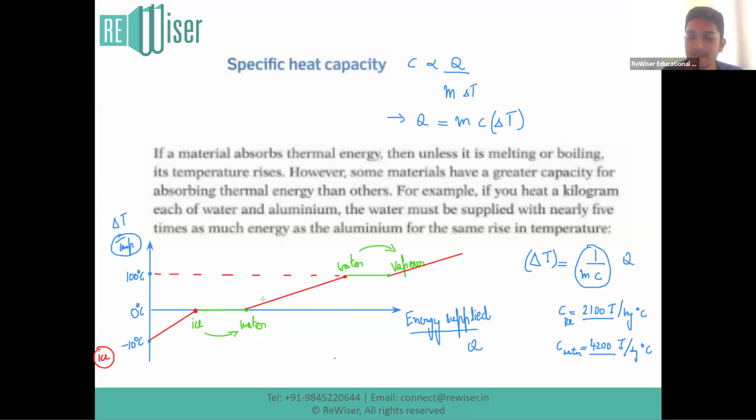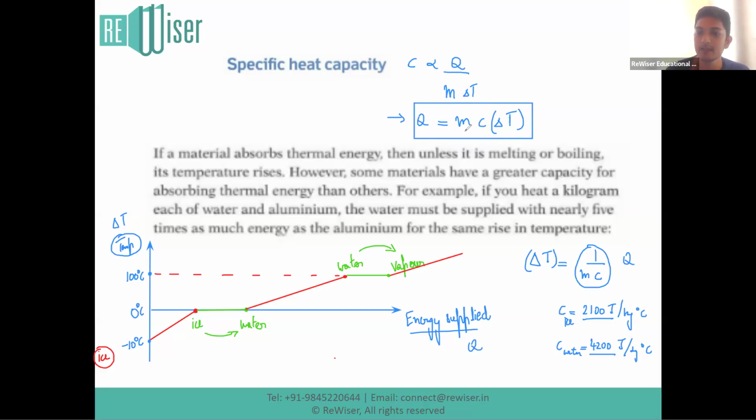So what do we understand from this graph? We understand that whenever there is a change in temperature, there is no change in state. Whenever there is a change in state, there is no change in temperature. So this, again, concludes in the same formula that I wrote beforehand. That is, Q is equal to MC delta T or delta theta, depending on which textbook or denotation you're following.